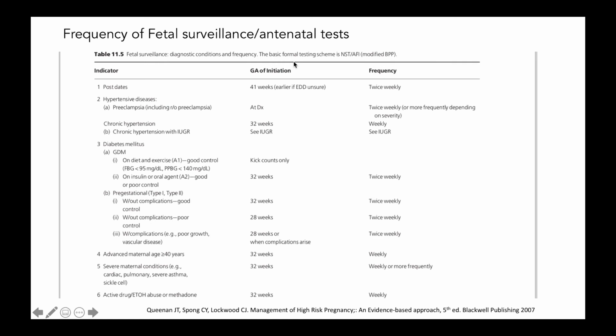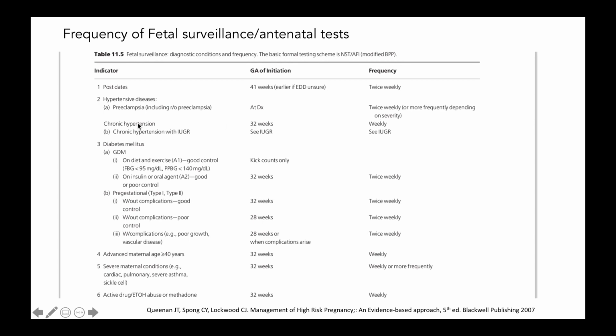Now, the basic formal testing scheme here would be the modified BPP, okay? Or we can also do the full BPP. Okay, so for example, for postdatism, then we initiate antenatal tests at 41 weeks or earlier if EDD is unsure, and we do this twice weekly. For hypertensive diseases, preeclampsia, we initiate antenatal test at diagnosis, and we do this twice weekly.